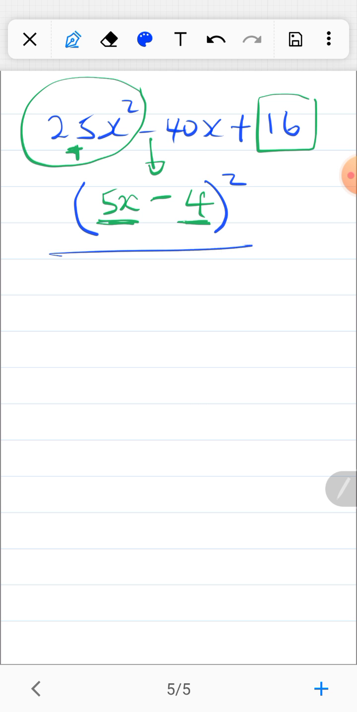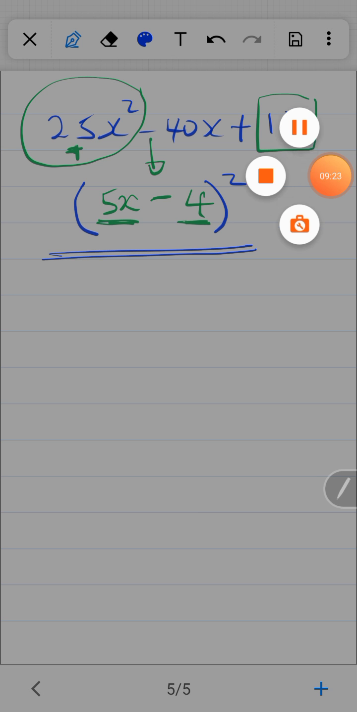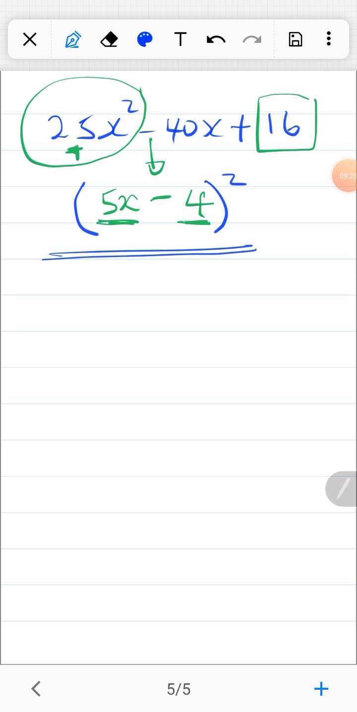squared, just like that. If you have any questions, I'm going to be online, so you can ask me. Try to complete the practice questions that are posted in the worksheet on Google Classroom.